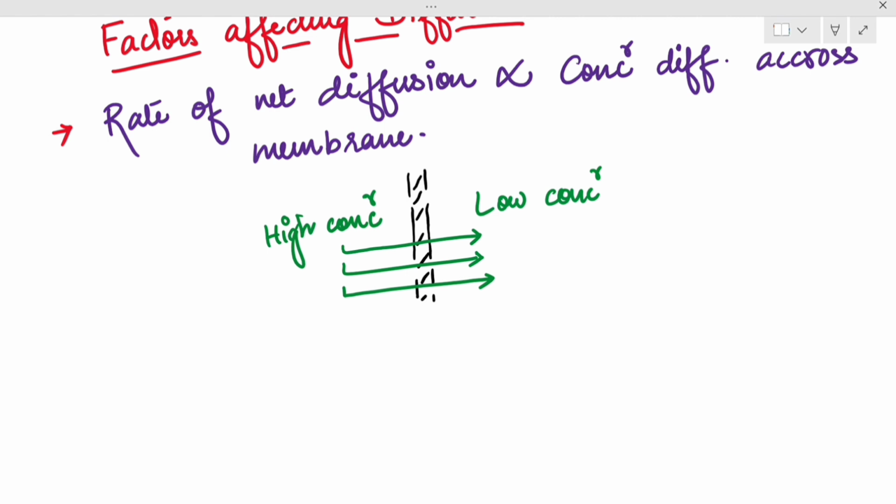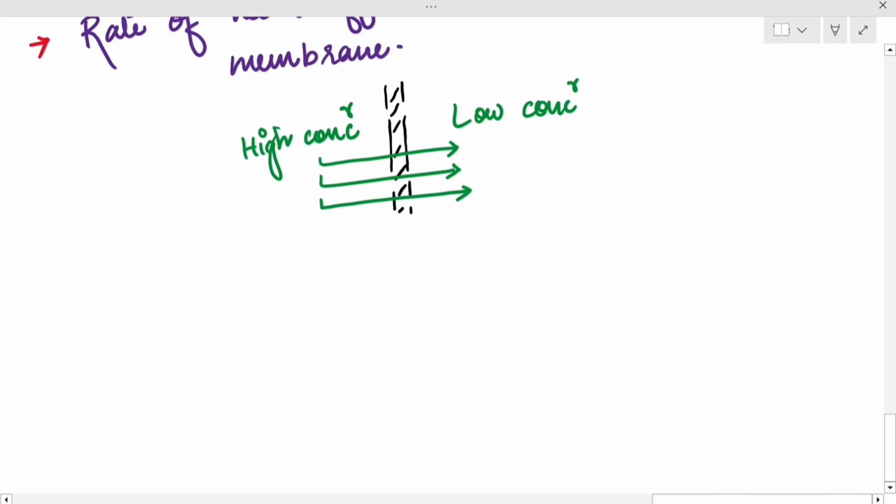Repeating again, the more is the concentration difference, the more is the diffusion. The less is the concentration difference, the less is the diffusion. Okay.